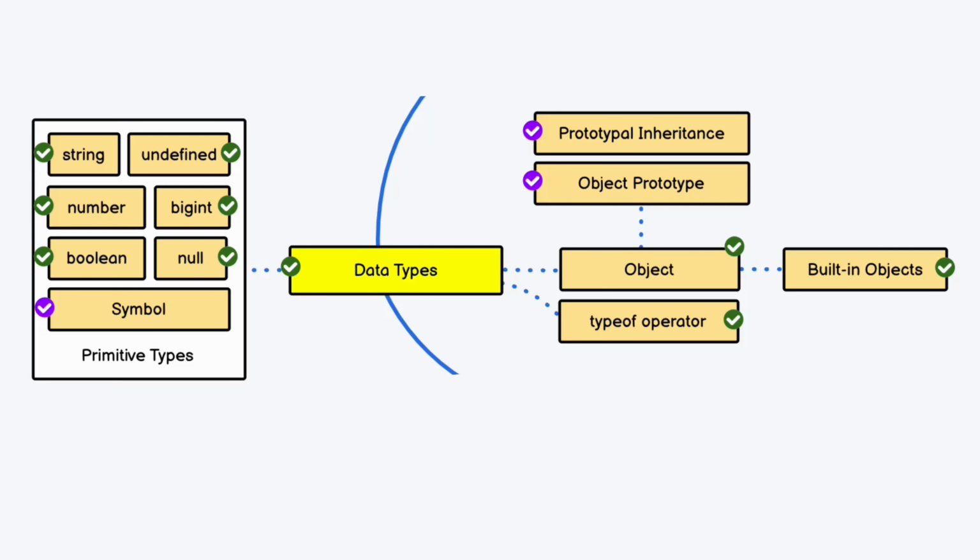So all these variable types come under the primitive data type. On the other hand, we have the object type. Under the object you will find built-in objects, object prototype, and prototype inheritance. So these all come under the object, and you have to know about it.